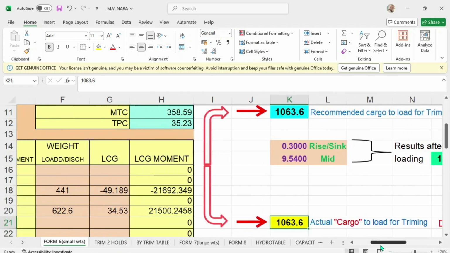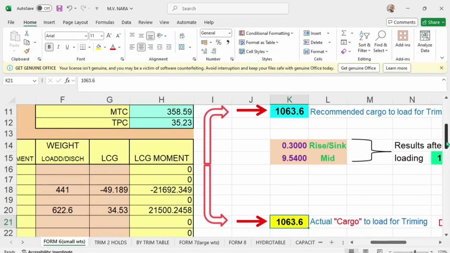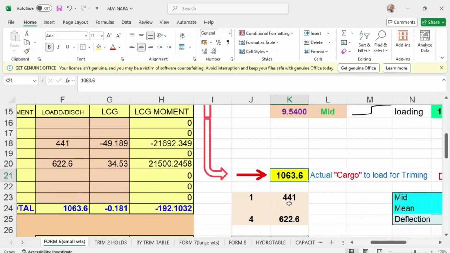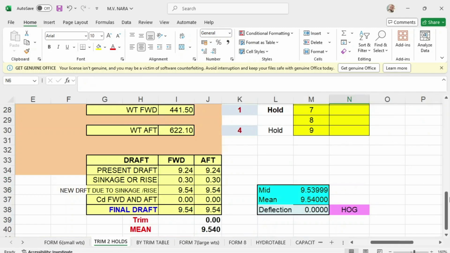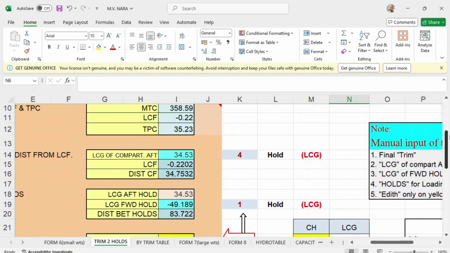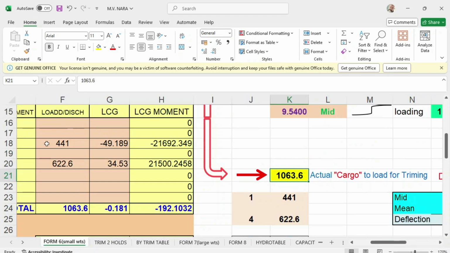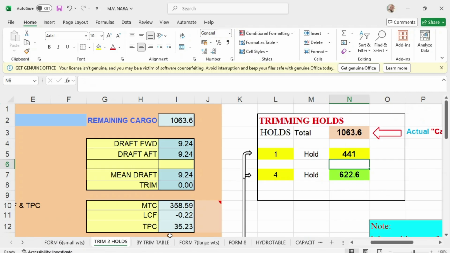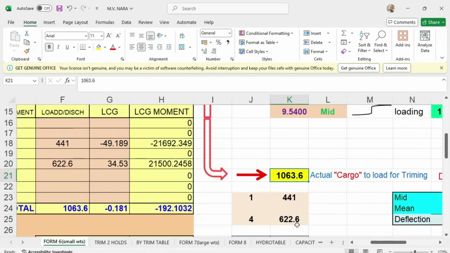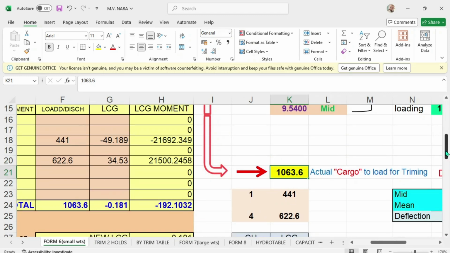Okay, scroll this a little bit down. Number 1 is 441. Okay, you see 441. Then there you go. And number 2 is 622.6. There you go.